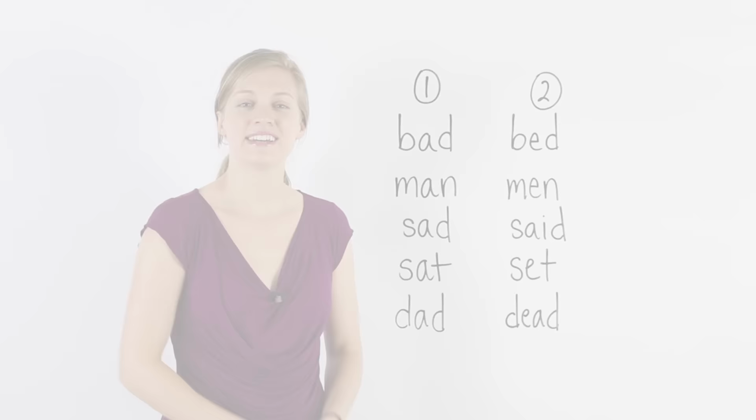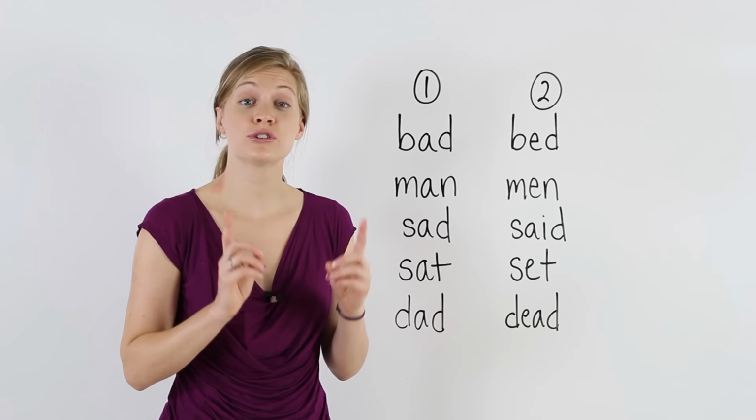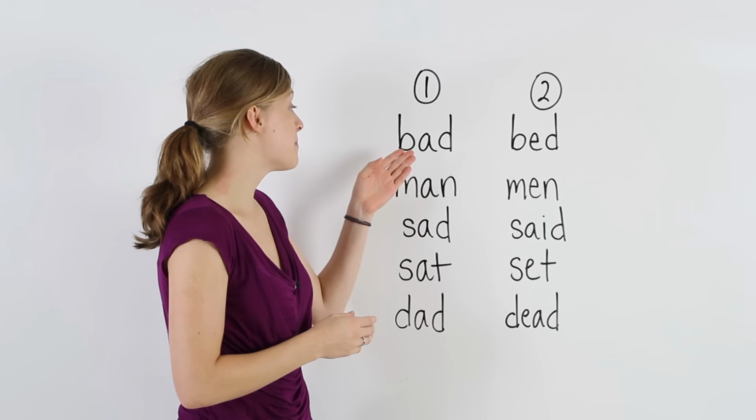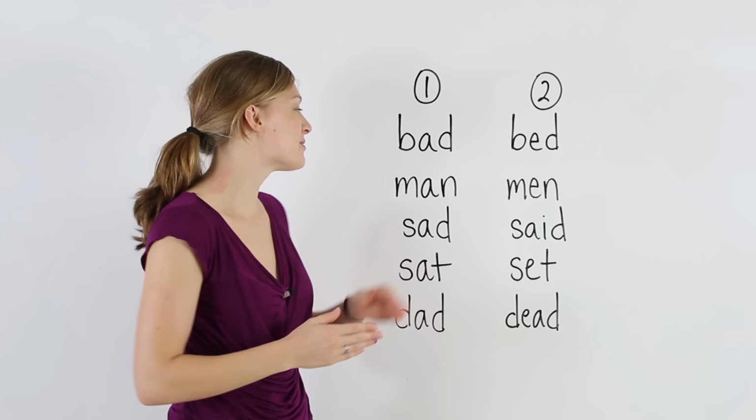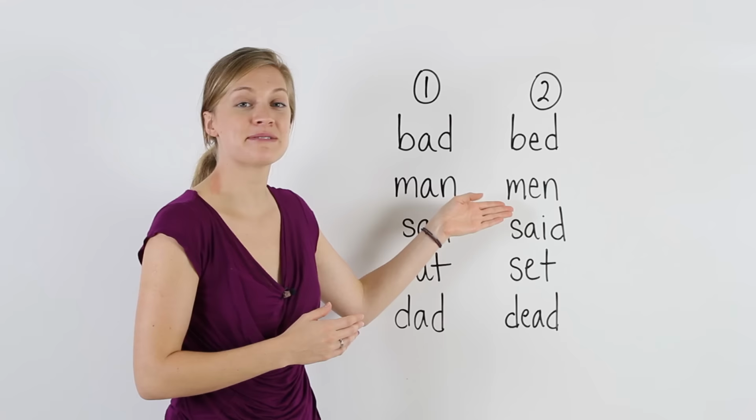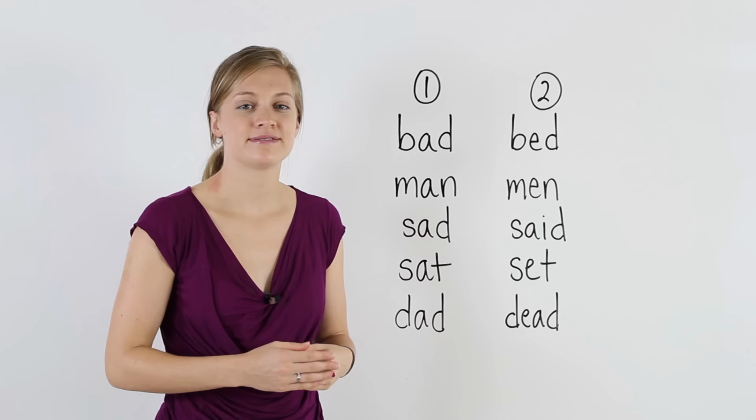Now let's take the listening test. There will be a choice of two words. I'll say a word, and then you choose the correct answer. First, we have bad and bed. Now listen carefully. Bad. I hope you chose bad. Next, we have man and men. Listen carefully. Men. I bet you chose men.